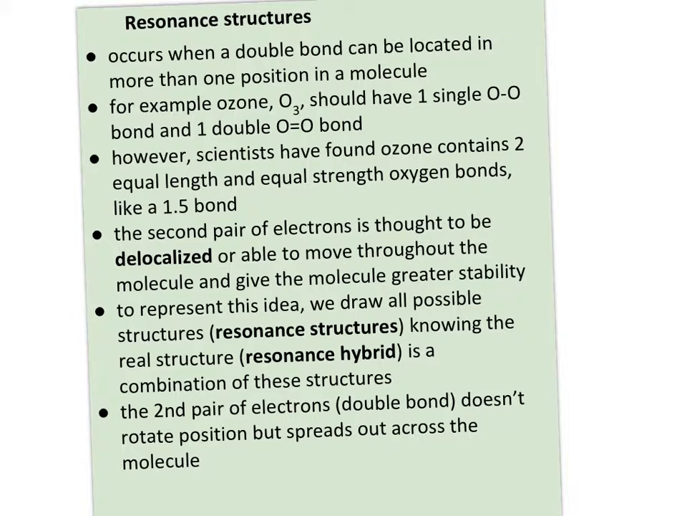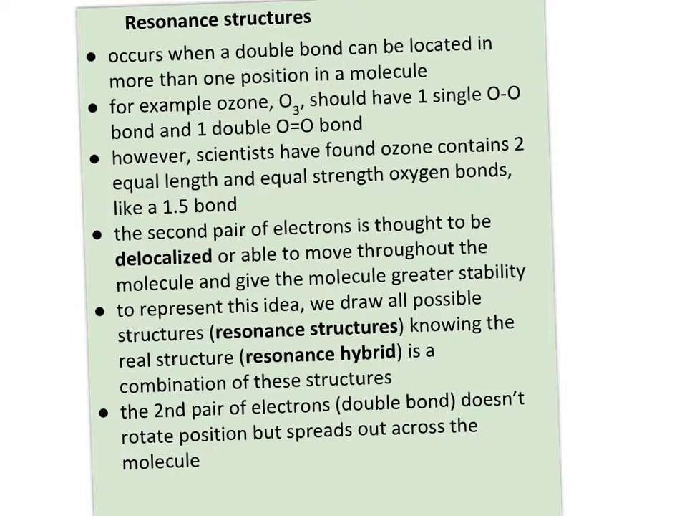Resonance structures occur when a double bond can be located in more than one position in a molecule. So it has to be between like atoms, but there's more than one position where those like atoms are bonded together. For example, ozone, O3, is 3 oxygen atoms bonded together, and it bonds with 1 single and 1 double bond. But who's to say where the double bond is, which side it's on?